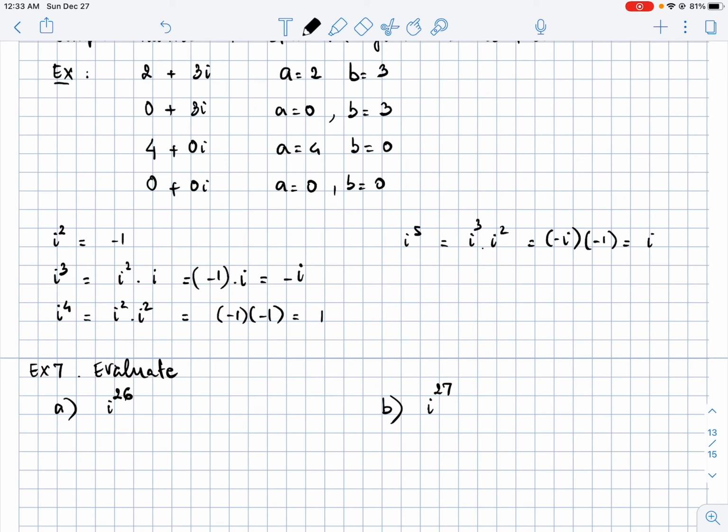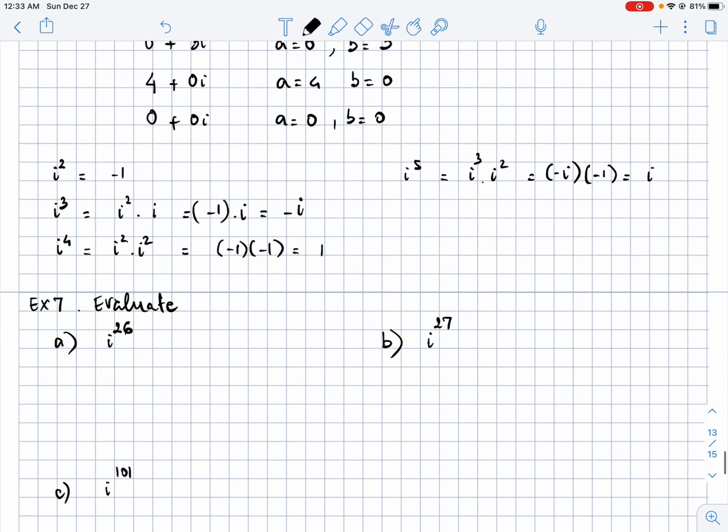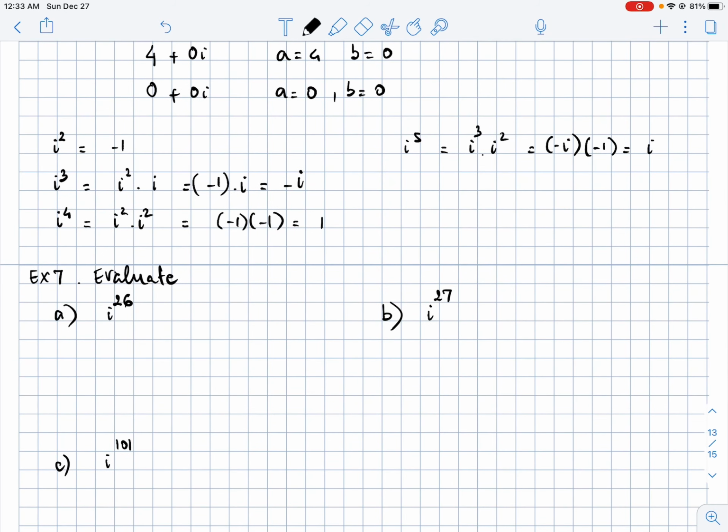In example number 7, we have the exponents really high: 26, 27, and 101. Our job is the same idea as the above example. We need to make the answer equal to negative 1, positive 1, i, or negative i. The idea is I will look at the exponent and separate into two cases, odd or even.